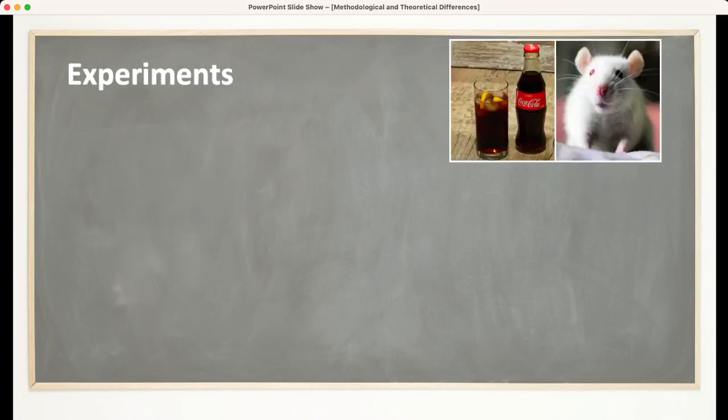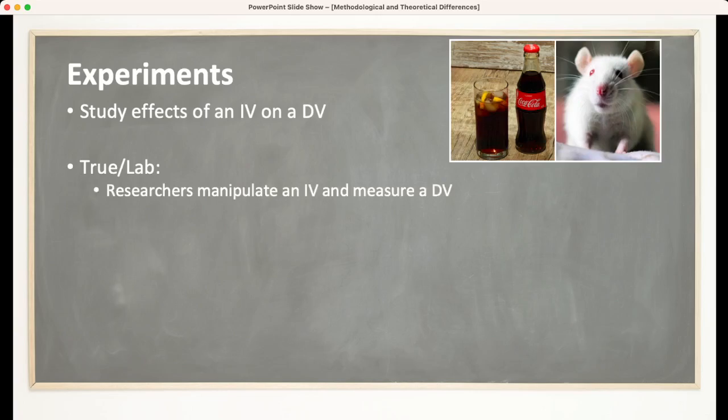To quickly recap experiments, you have an independent variable and a dependent variable. I use this image here. So we're looking at the effect of one factor on another. And in a lab, they create the different conditions. So they manipulate an independent variable, which means they create the different conditions for comparison, and they measure the dependent variable.